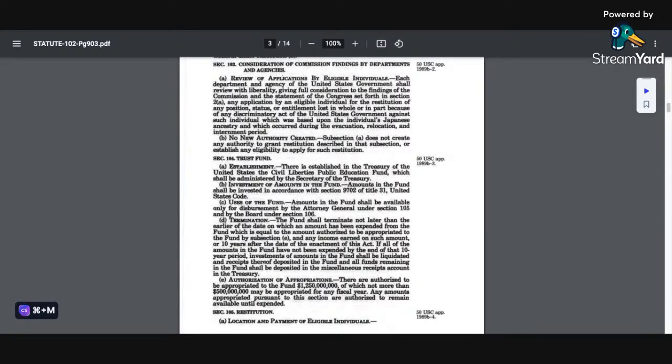Section 103. Considerations of Commission findings by departments and agencies. A. Review of applications by eligible individuals. So this is the first time eligibility is mentioned, but it's not the last. So listen carefully. Review of applications by eligible individuals. Each department and agency of the United States government shall review with.